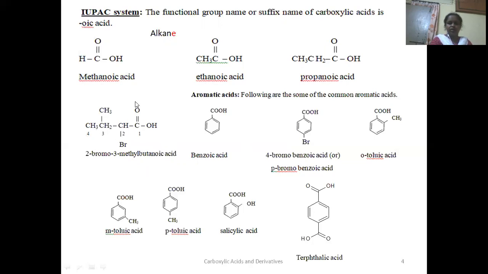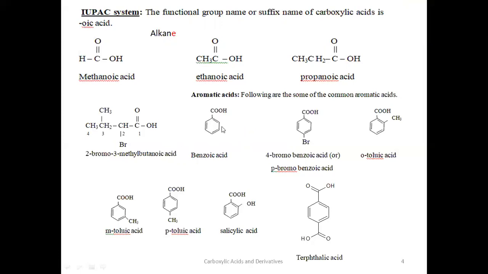All these are aliphatic carboxylic acids. Now let us see the nomenclature in the case of aromatic carboxylic acids. Aromatic carboxylic acid means if a COOH group is attached to any aromatic ring, such compounds are known as aromatic carboxylic acids. So the first compound of aromatic carboxylic acids is benzoic acid. When one of the hydrogens of benzene is substituted with a COOH group, this becomes benzoic acid.